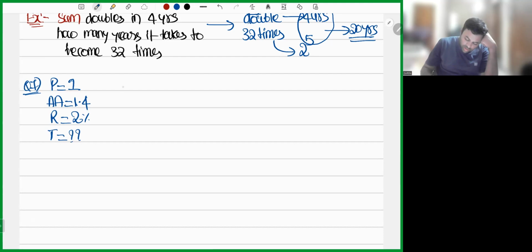Okay. So, my dear friends, we know accumulated amount is equal to P into (1 plus i) whole power n. So, 1.4 is equal to 1 into (1 plus r), r is 2%. So, i will be 0.02. So, 1.4 is equal to 1.02 whole power n.